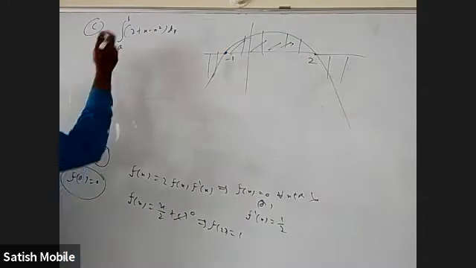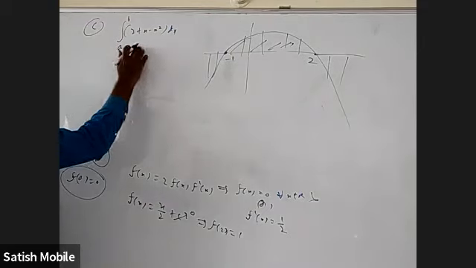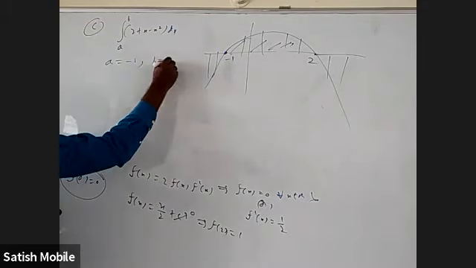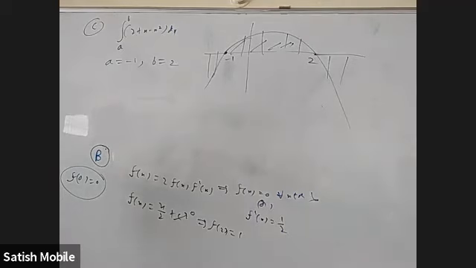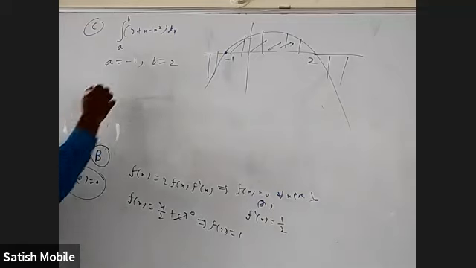So that's it. If you want to maximize this, a must be -1, b must be 2. The lower limit must be -1, the upper limit must be 2. That's it. A plus b is 1.